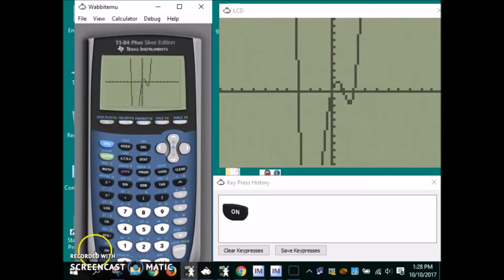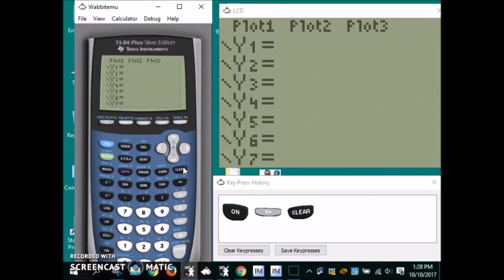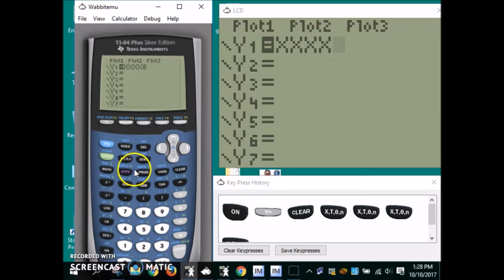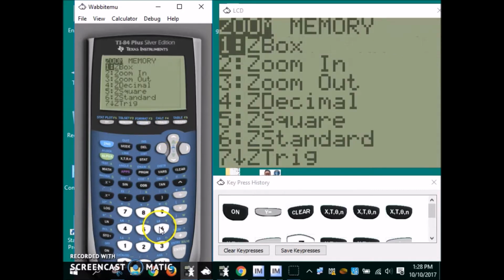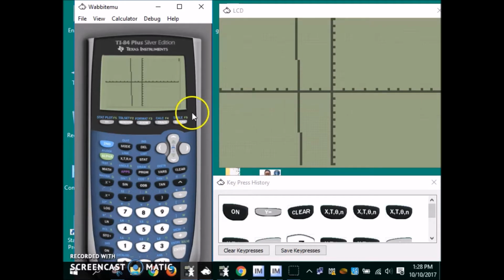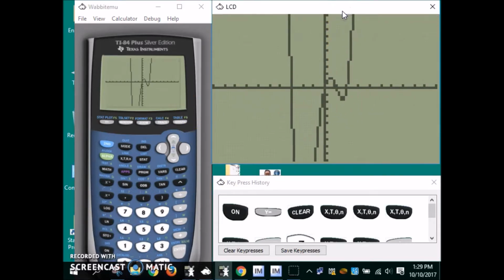So I'm going to turn on my calculator, go to y equals, clear it out. We are graphing x to the fourth, so you can do x caret 4, or I'm just going to do x times x times x times x minus 7x squared plus 6x, and then if I just graph it, zoom 6, that gives me a negative 10 to the left, negative 10 to the right. It's okay, right? We could do better.